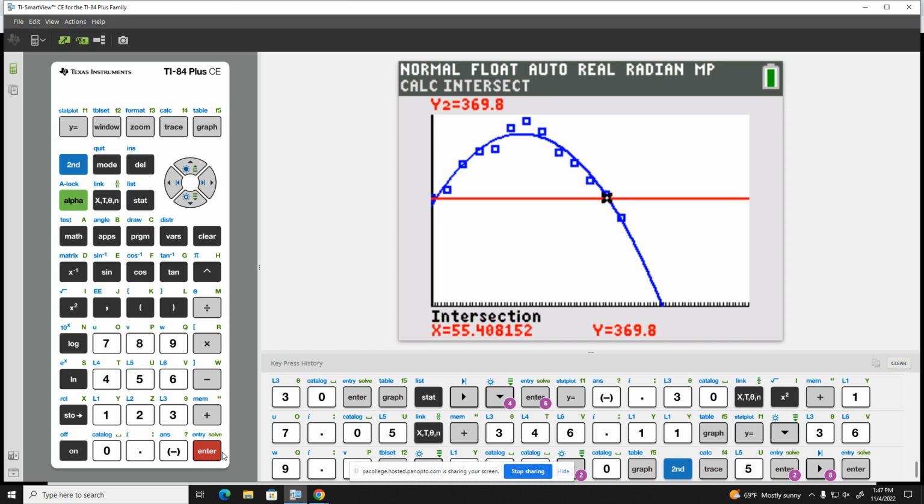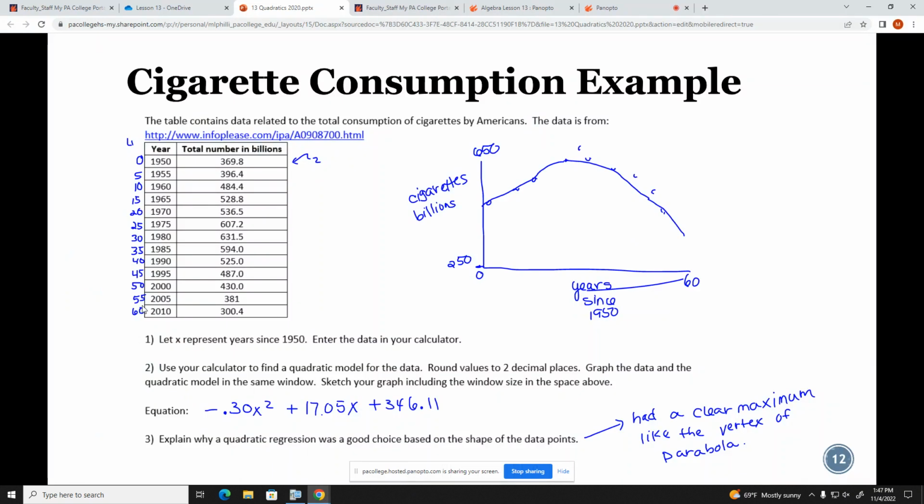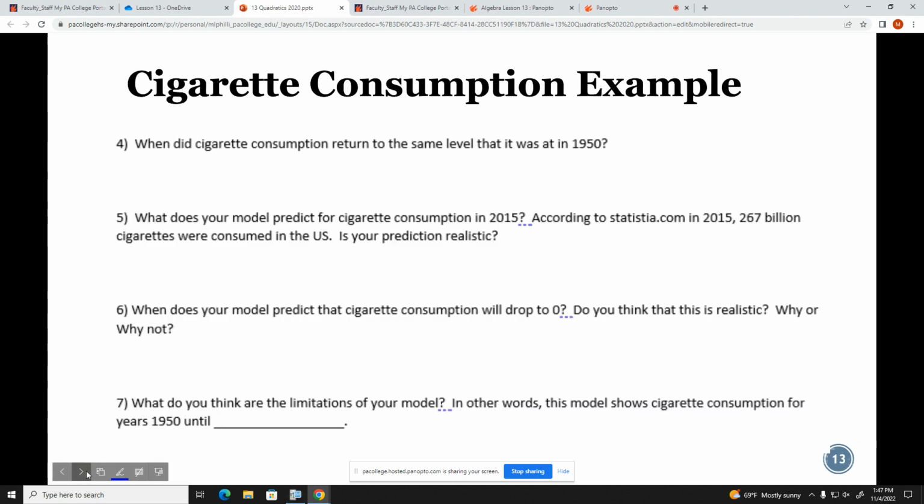So we'll go back to the context of our problem. Year 55 would be 2005. So during 2005 is when we think this happened. We did the intersect, we got 55, and so 1950 plus 55 would give us the year 2005.